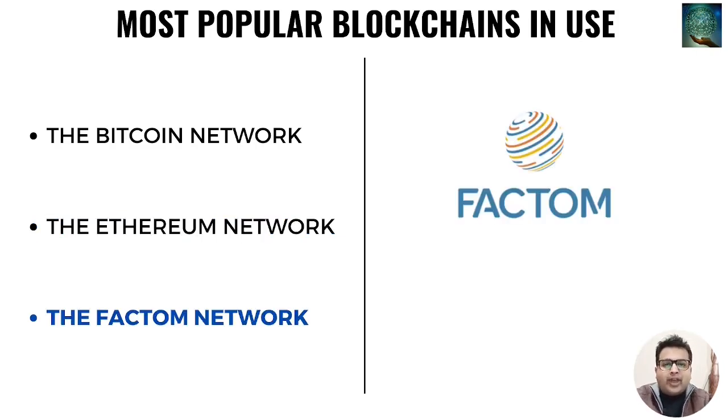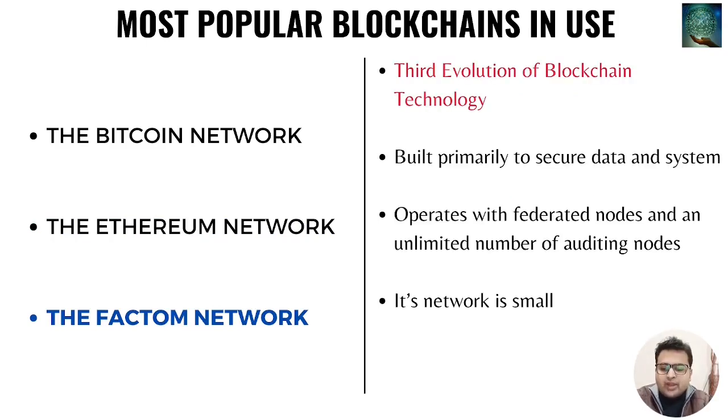Okay, now let's look into the Factom network. Factom is the third evolution of blockchain technology. Bitcoin and Ethereum were mainly used to trade coins and exchange value. Their main purpose was trading. But Factom, that's why it's the third evolution, is mainly used to secure data and systems. It's not used to trade value. It operates with federated nodes and an unlimited number of auditing nodes. Its network is small.